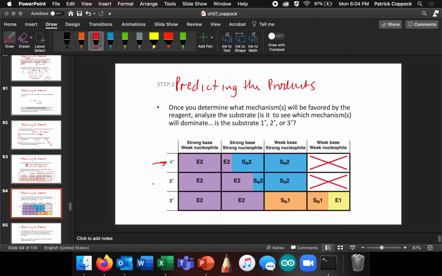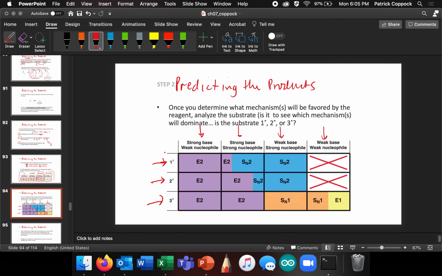And a secondary, according to the small universe we're considering right now, I'm sure there are exceptions to this, but for now we're going to say a secondary is never going to go E1 or SN1. A tertiary can go E2, SN2, SN1, or E1, right? And these are the reagents again. You can see how if you know what the reagents are, you're really set up pretty good for this.